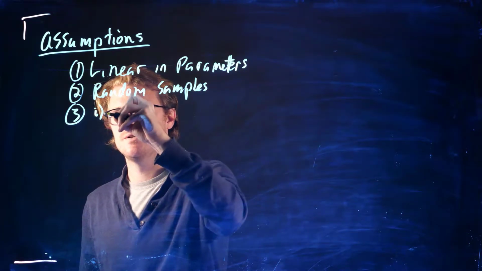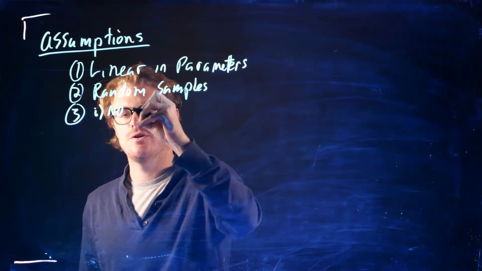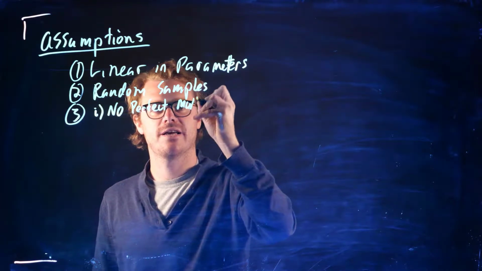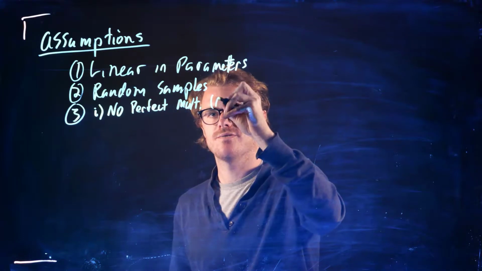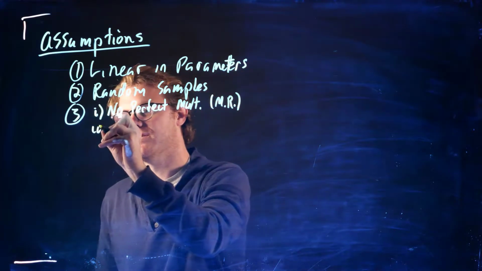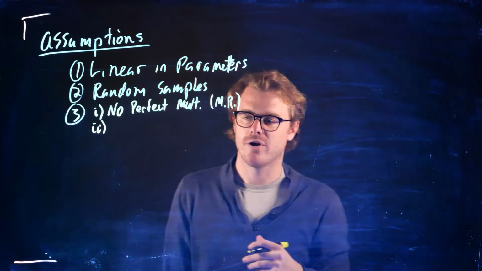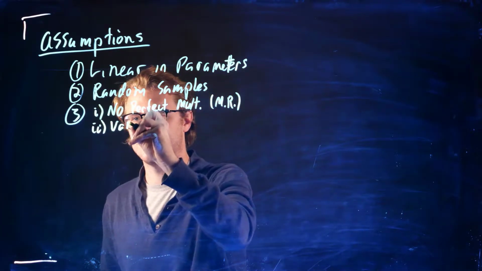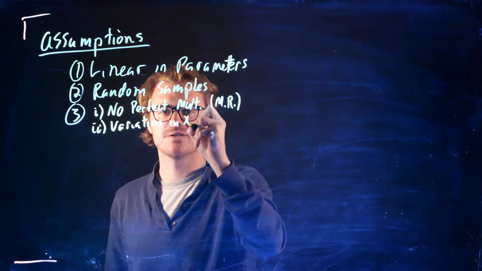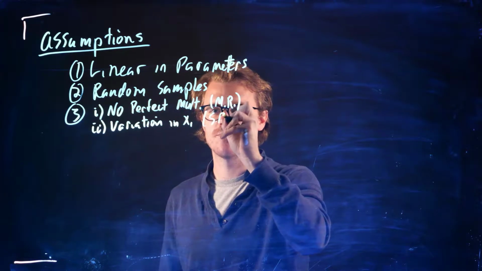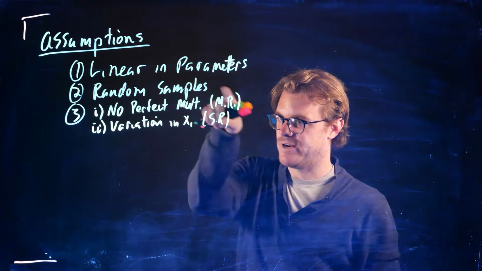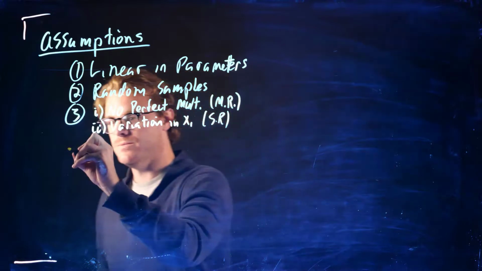So maybe I'll put no perfect multicollinearity. So this is for multiple regression. I'm just going to put MR there. Or if it's just a simple regression, then we need some variation in our x variable, or x1, or whatever we want to call it. So that's the simple regression one. Remember, we had to change the assumption a bit when we started adding more variables in.